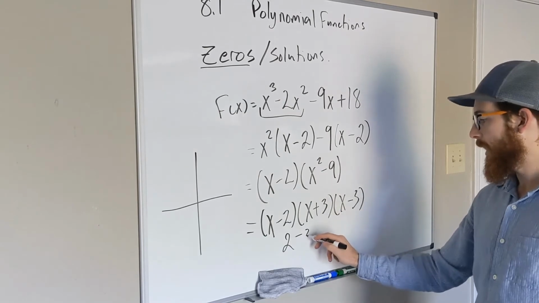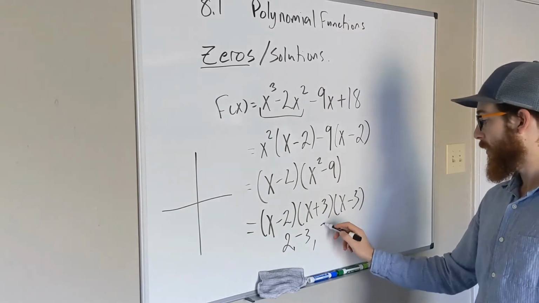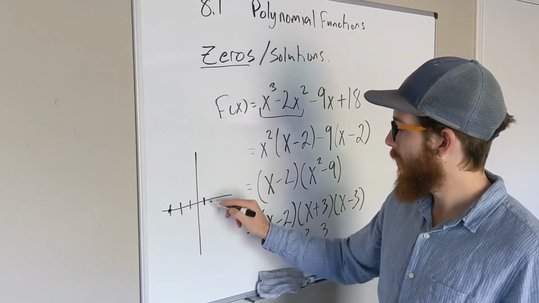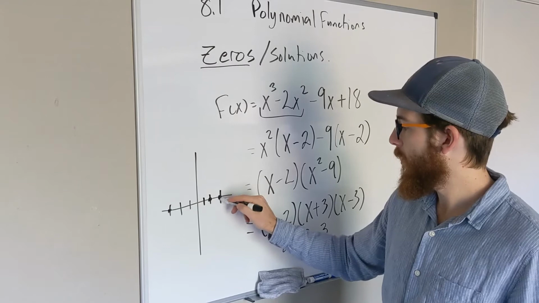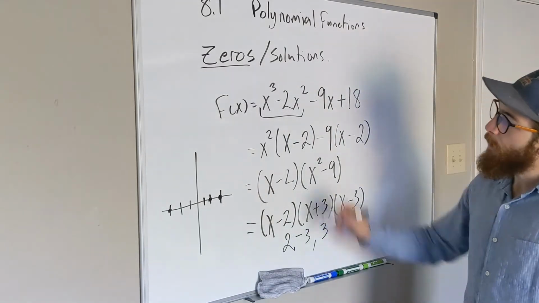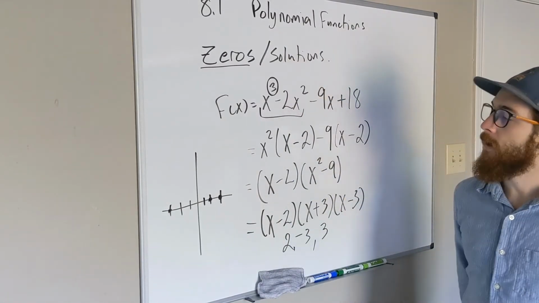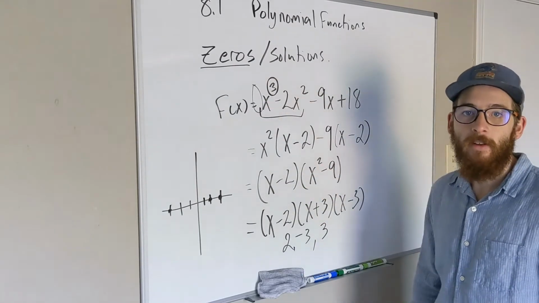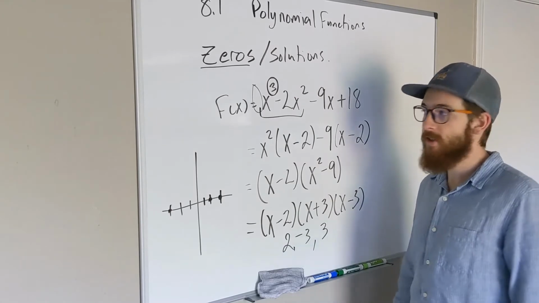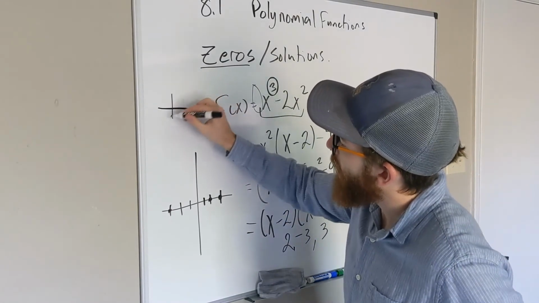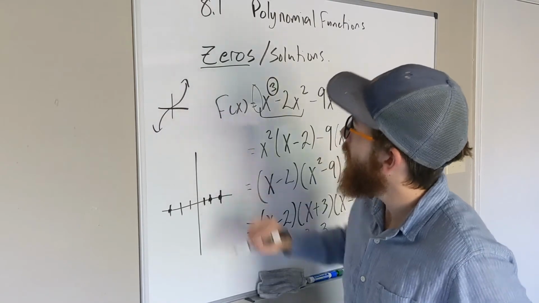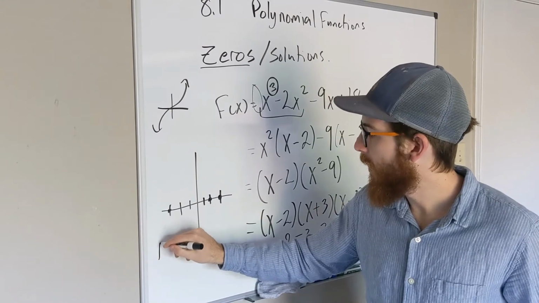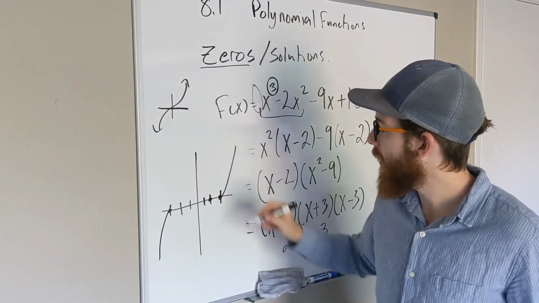Now, where are my zeros? 2, negative 3, and 3. So I have 3 zeros in this case: 1, 2, 3. Now, what was the degree? I'm sorry, 3. And is this positive or negative in front? It's positive in front. So it's going to start, positive A in front does this for odd functions. So I should expect it to go up here and down here.